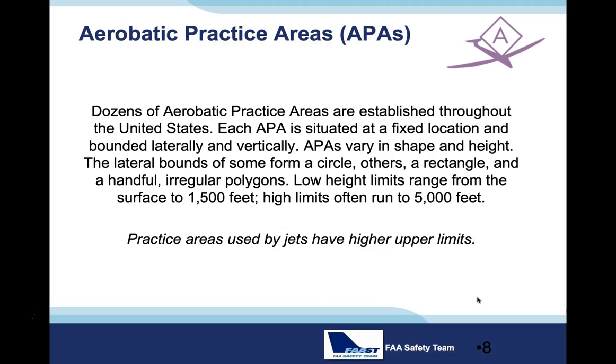Dozens of aerobatic practice areas are established throughout the United States. Each APA is situated at a fixed location and bounded laterally and vertically. APAs vary in shape and height. The lateral bounds of some form a circle, others a rectangle, and a handful irregular polygons. Low height limits range from the surface to 1,500 feet. High limits often run to 5,000 feet. Practice areas used by jets have higher upper limits.